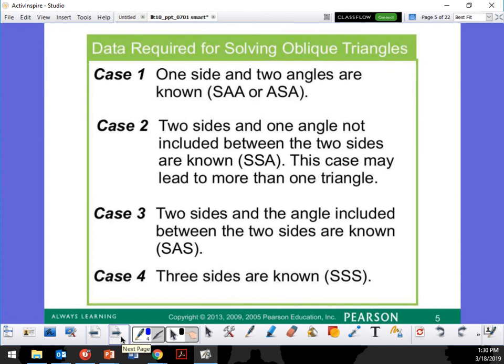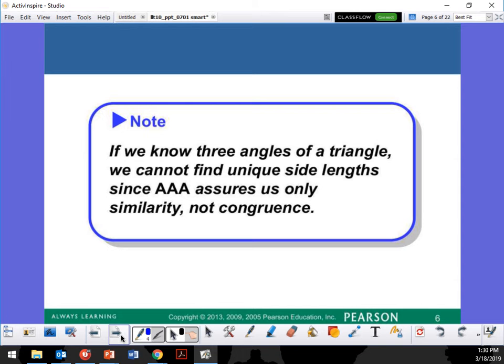All right. Solving. Anyway, okay. If we know three angles of a triangle, we cannot find unique side lengths, since it's angle, angle, angle, and it's similarity, not congruence. That's what I'm just saying. If you have three angles, you can't find it.